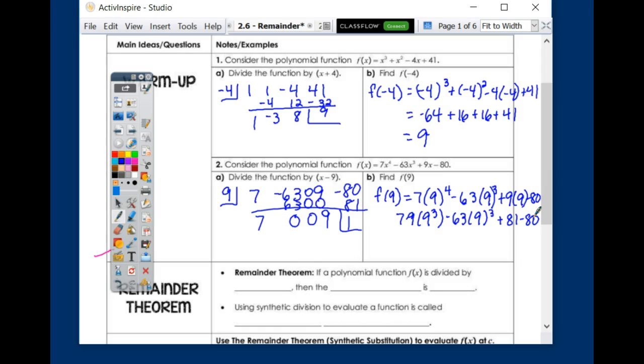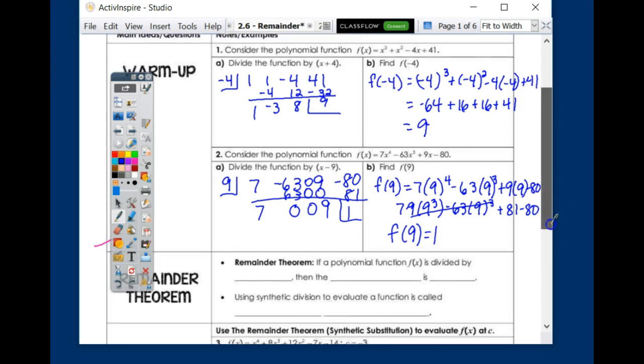So what is 7 times 9? And then it's 63 9 to the 3rd minus 63 9 to the 3rd. So what happens with those? Those cancel, and you don't even have to multiply any of that out. So I'm left with 81 minus 80, which gives me 1. So one of the reasons we actually do this synthetic division is so that we can get the answer here.